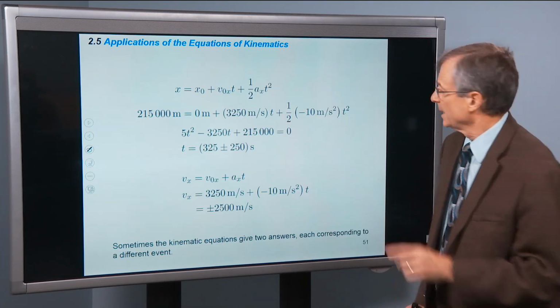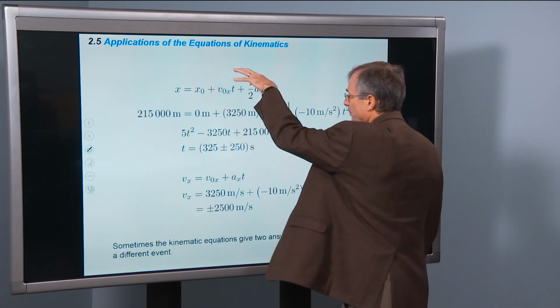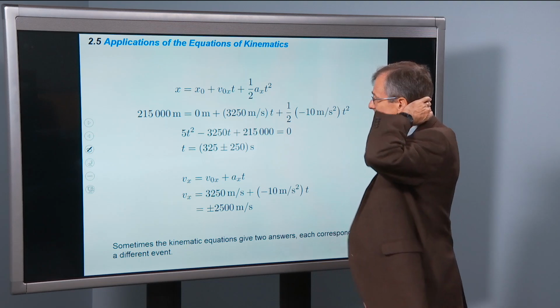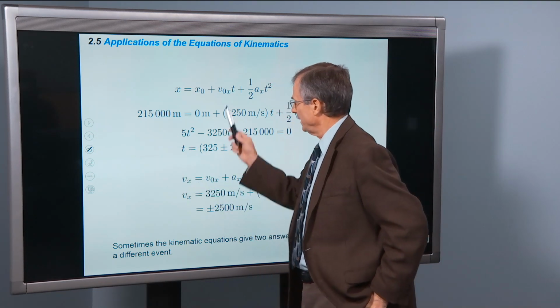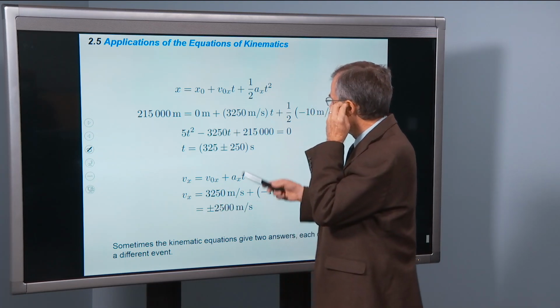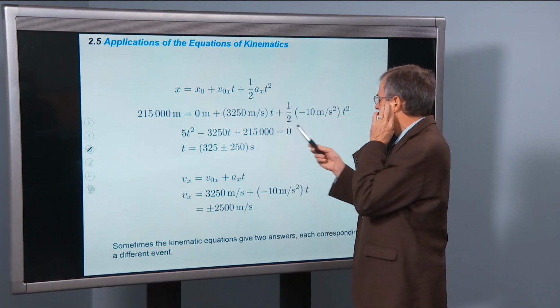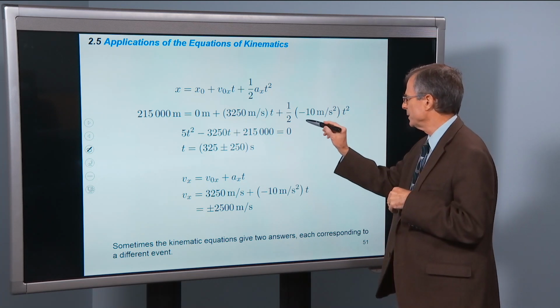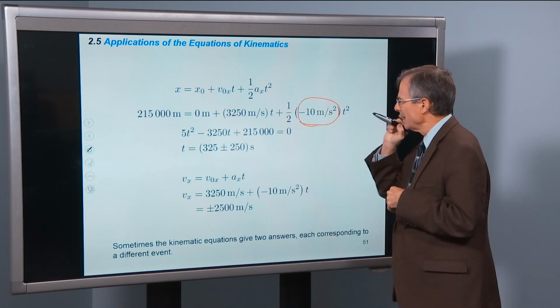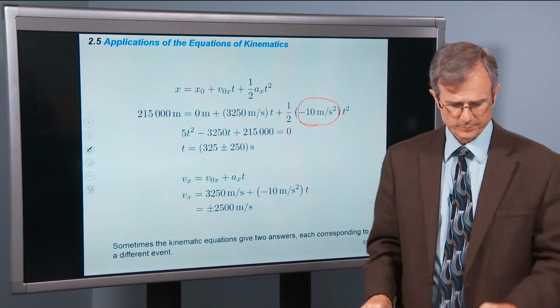Let's work it out. Here's the x component equation. It's 215 kilometers, the final position. Initial position we take to be 0, initial velocity, time. The acceleration we take to be negative 10 meters per second squared. Why not 10?